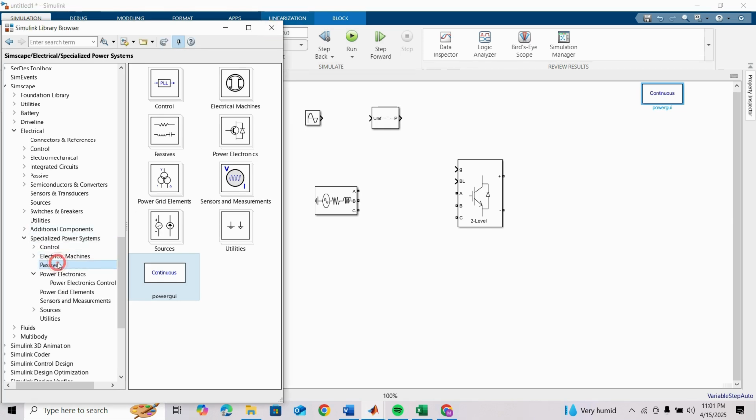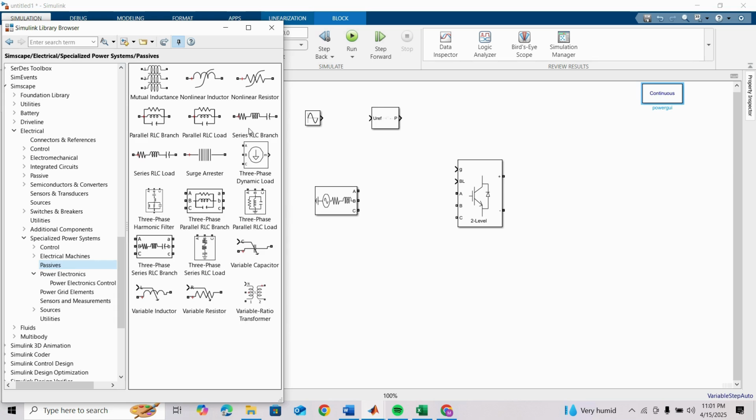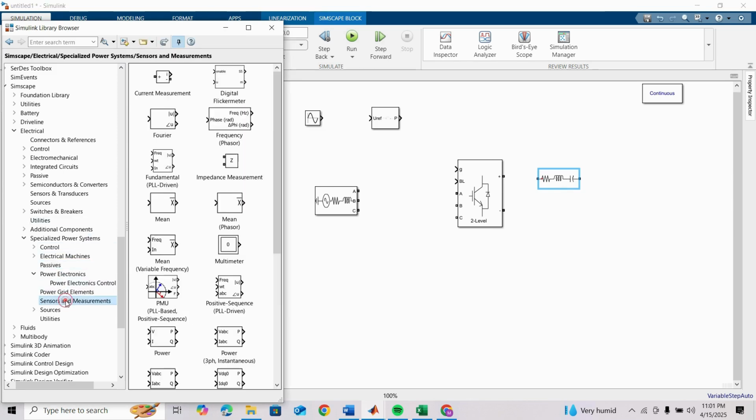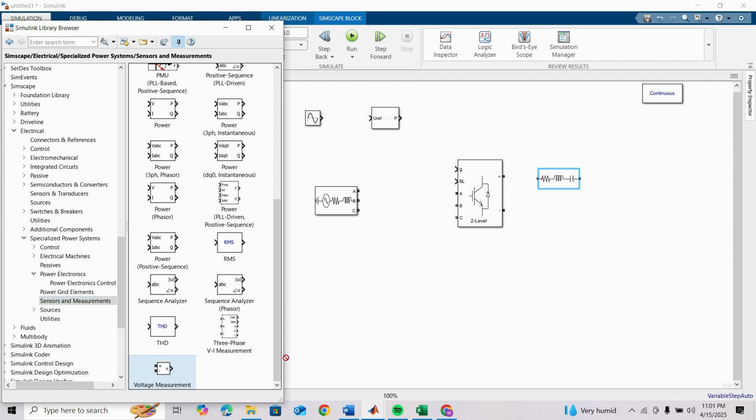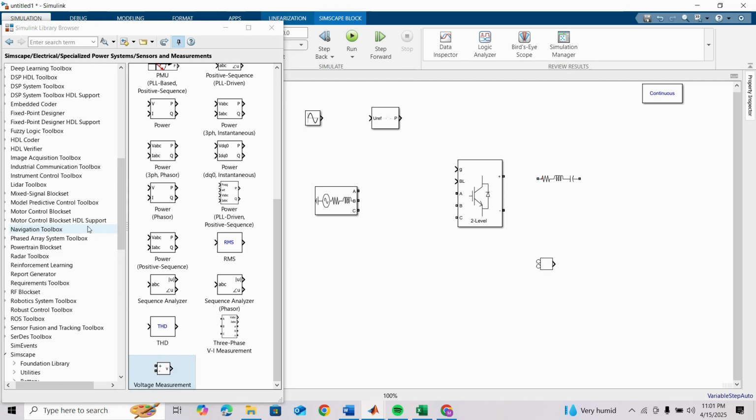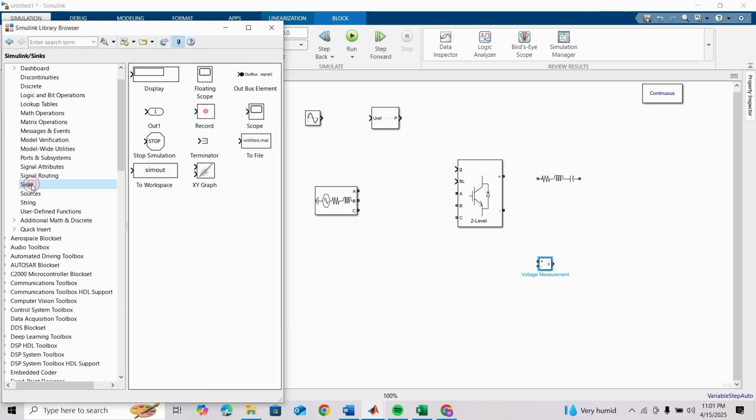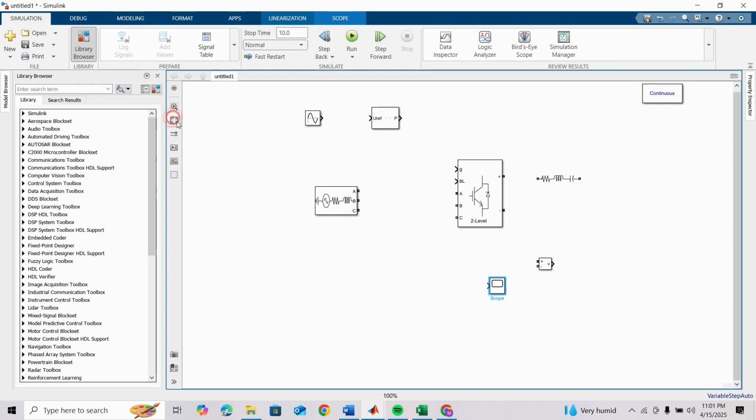Under Passive we need a series RLC branch here. Again, under Sensors and Measurements we need a VI voltage measurement, and finally we need a scope. That's all the elements I need.